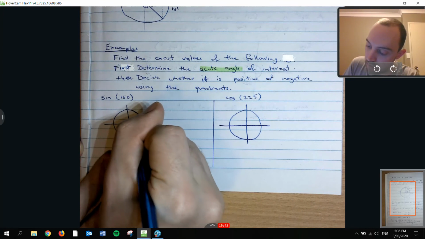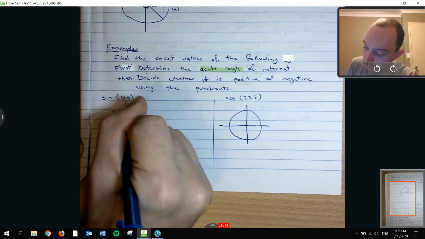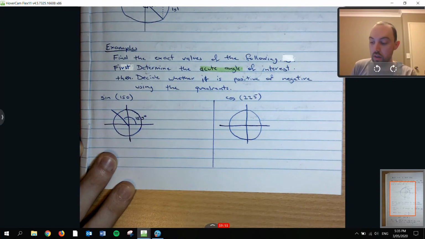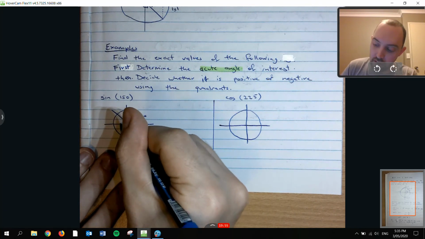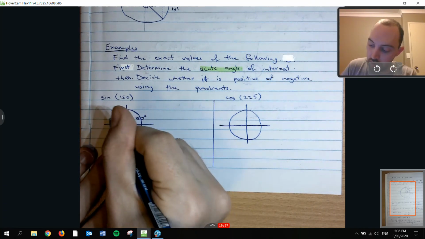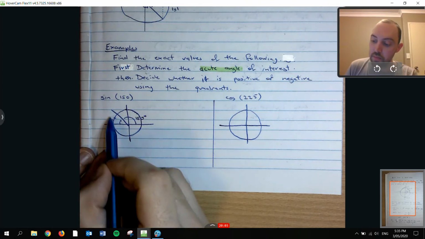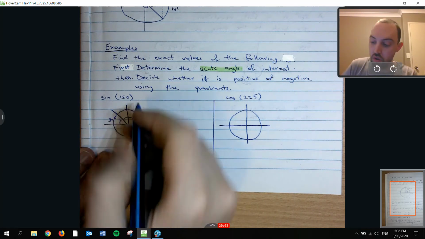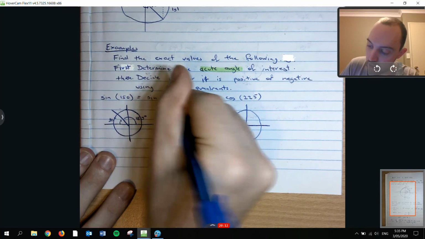Alright, 150 degrees is greater than 90 but less than 180, so somewhere in here is 150 degrees. From our x-axis, the acute angle of interest is 30 degrees. Sine is positive in the second quadrant, so sine of 150 is the same as sine of 30, and you can go back to your table.